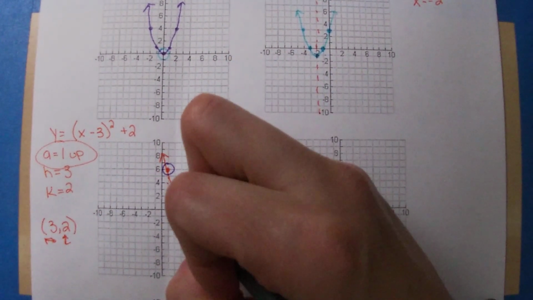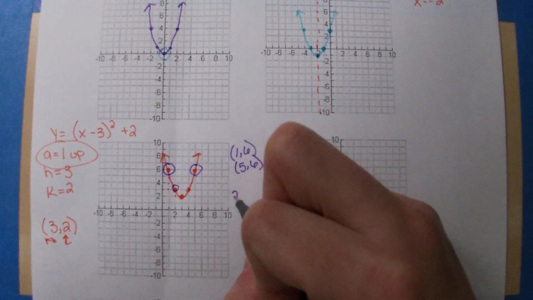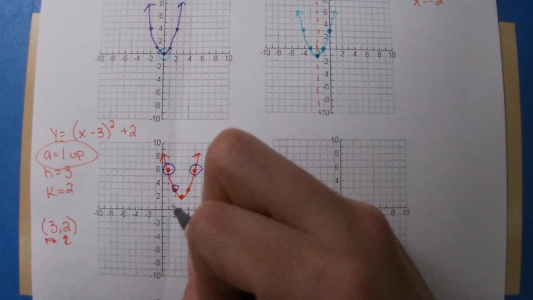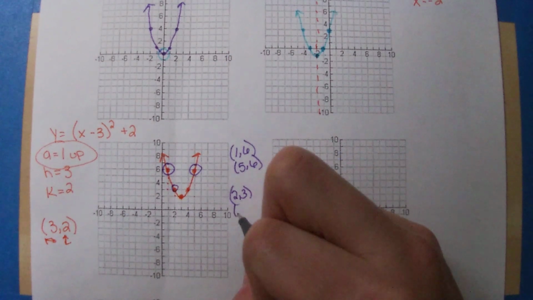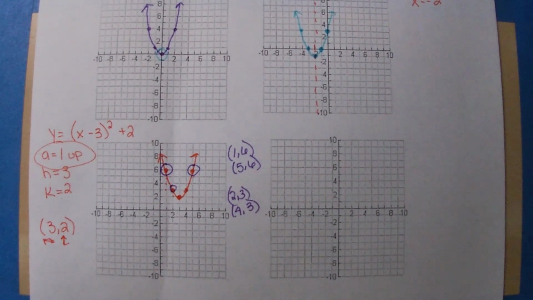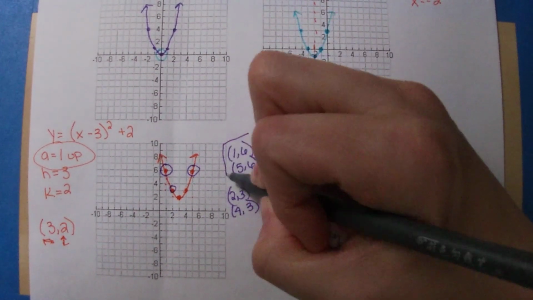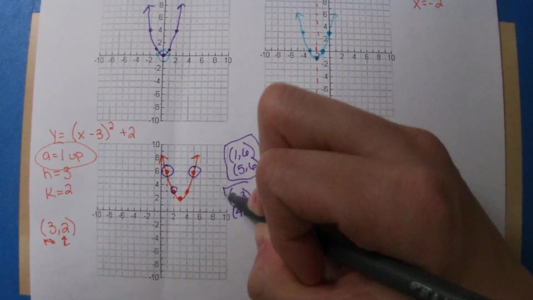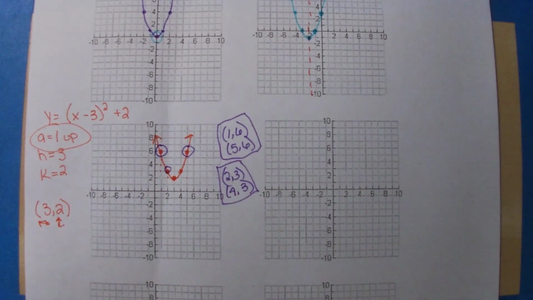Okay, we could also say that this point here, 2, 3, would be symmetric to 4, 3. So if I asked you to name a point and a symmetric point, you could either name these two as a pair or these two as a pair. There is not a right or wrong answer. It doesn't matter which one you put first or second. You would just need to keep the correct pairing together.